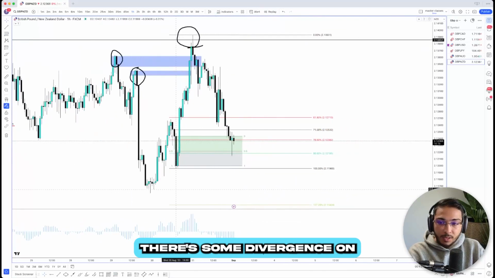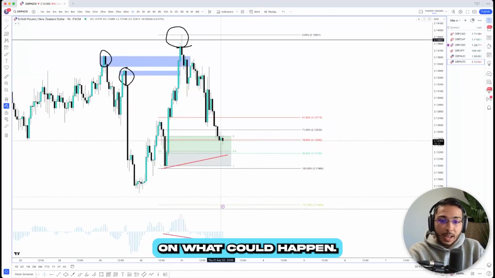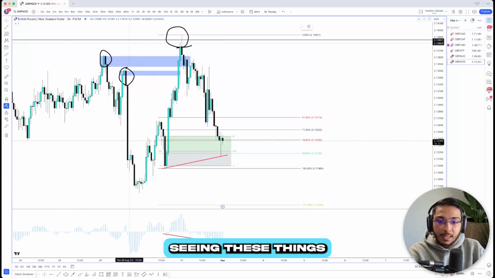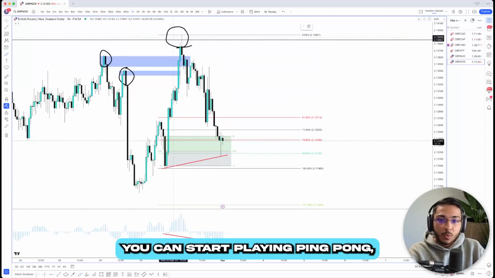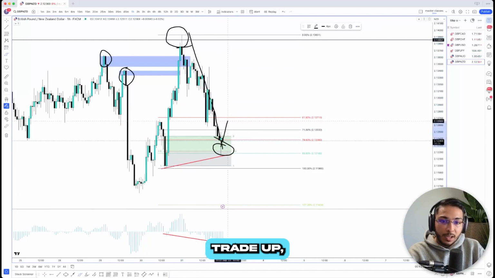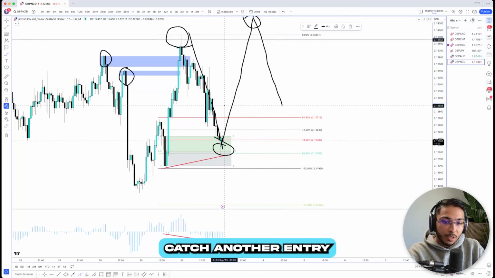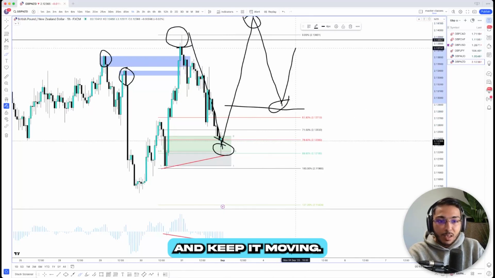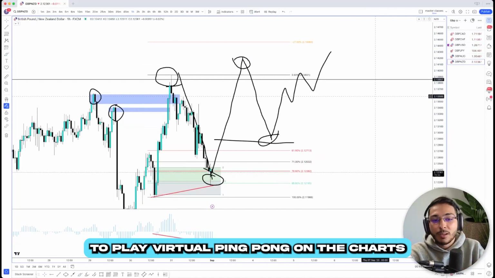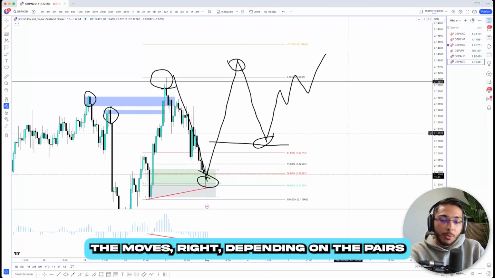There's some divergence on this move too. Price is going like this, and this is going down. Multiple confirmations on what could happen. But once you guys start seeing these things and you're following structure, you can start playing ping pong: trading down, catch an entry, trade up, catch another entry, maybe pull back, catch another entry, and keep it moving, right? The goal is to be able to play virtual ping pong on the charts and buy and sell and buy and sell all throughout the moves, right?